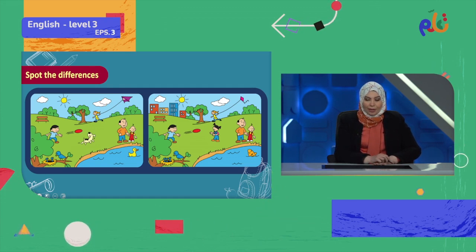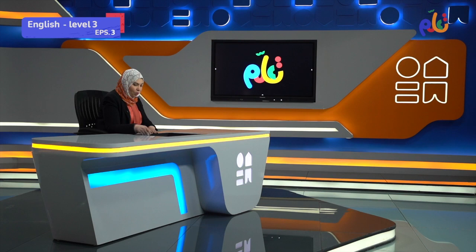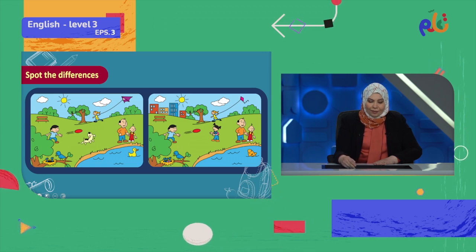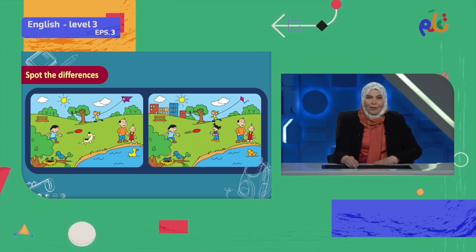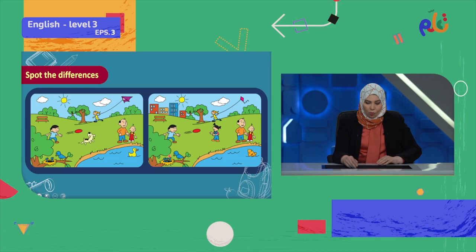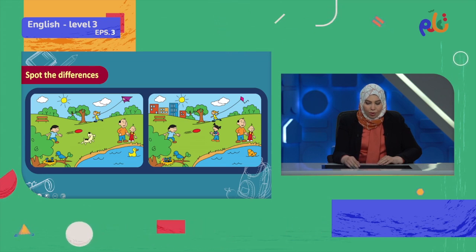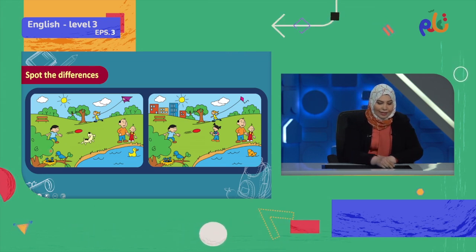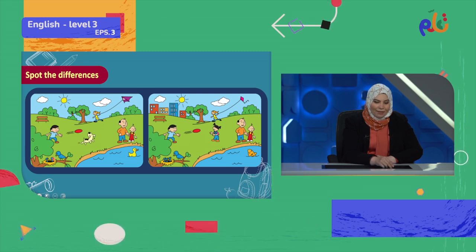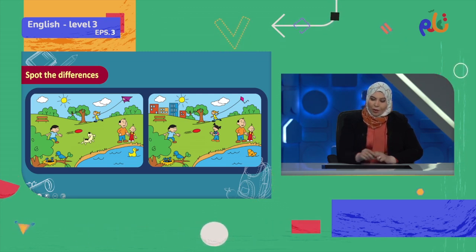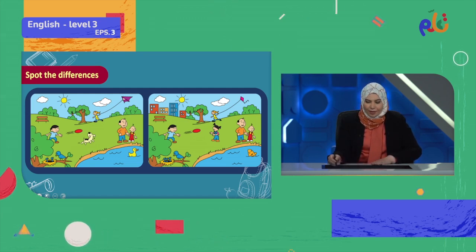Okay, what else? Let's go. And yes, we have another difference here. In the first picture, we have 3 birds, 1, 2, 3. And in the second picture, we have just 2 birds, 1, 2. Okay, so this is our second difference.